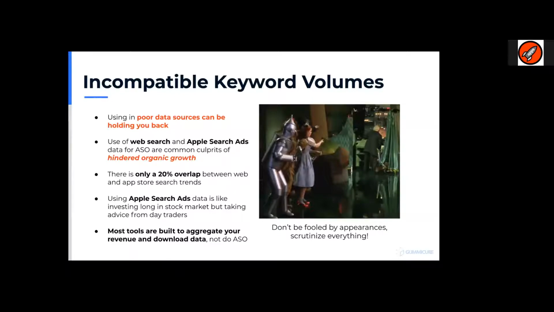One solution that some people have come up with is looking at Apple Search Ads data, but that also doesn't really work. Apple will actually tell you not to use the Search Ads data for ASO. The best analogy I can come up with is that it's like investing long in the stock market, but taking advice from day traders. Search Ads data is generally very short term. It relies on the idea that you're able to change what you're bidding on at a moment's notice, on a daily basis, and you can't do that with ASO. In the world of Apple, for example, you're not going to release a new build of your app every day to make changes to your keywords.